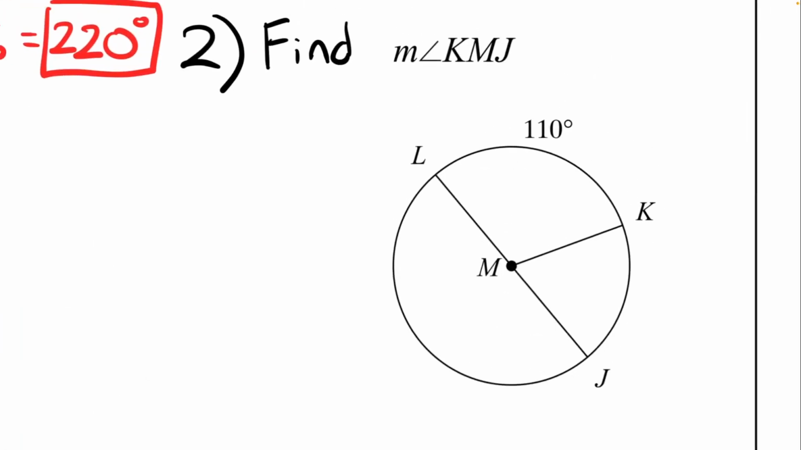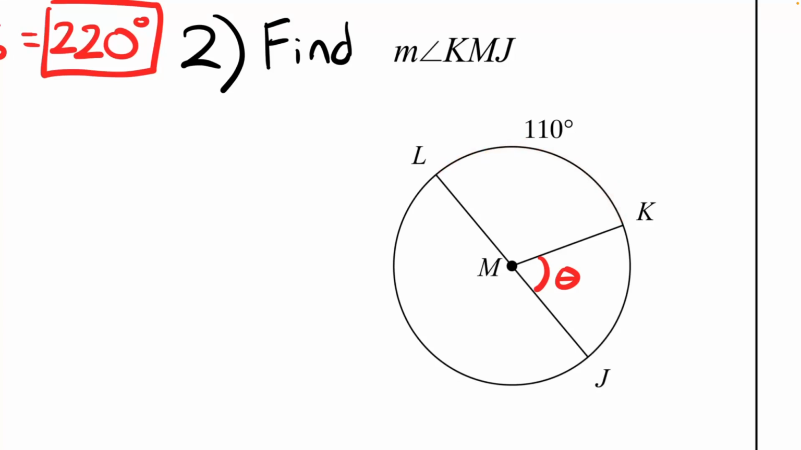I'm trying to find a central angle. Notice this one is talking about an angle as opposed to an arc measure. I'm trying to find KMJ. So K goes to M, goes to J. This is what I'm trying to find. I'm going to label that, let's call it theta for now. How? I seem to be missing quite a bit of information. I only know that this arc measure is 110 degrees.